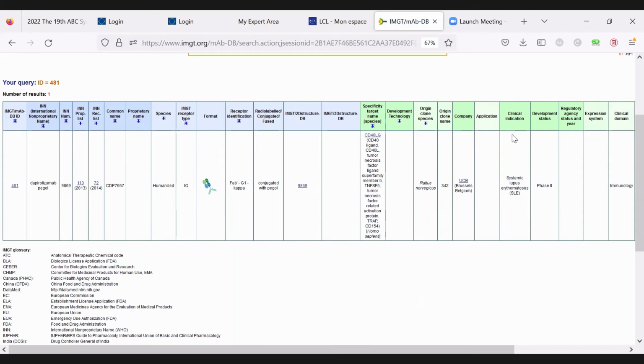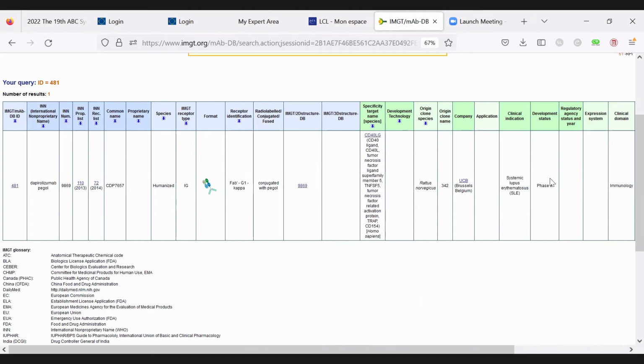And maybe I put this to the other side. It gives you the company name that has created this therapeutic monoclonal antibody. It gives you the clinical indication. It's for systemic lupus, SLE, basically. I have difficulty pronouncing erythematosus. So basically it's lupus. Usually we say lupus disease. It's an autoimmune disease. It's at clinical phase 2, and the clinical domain is immunology.